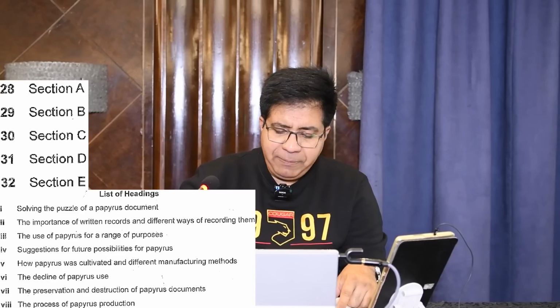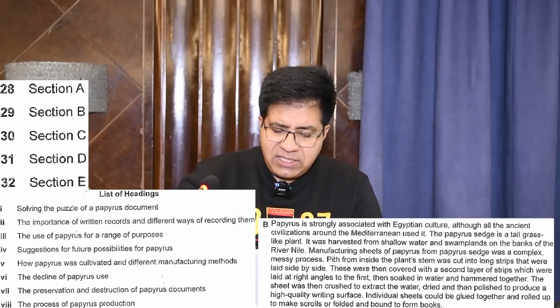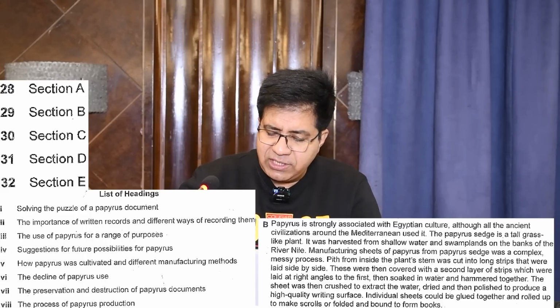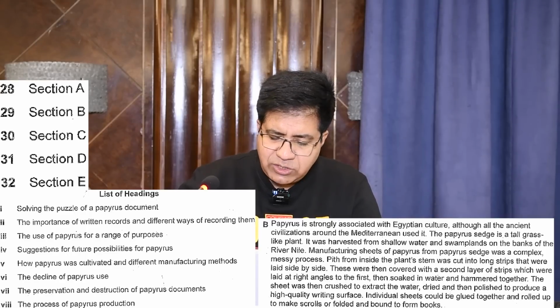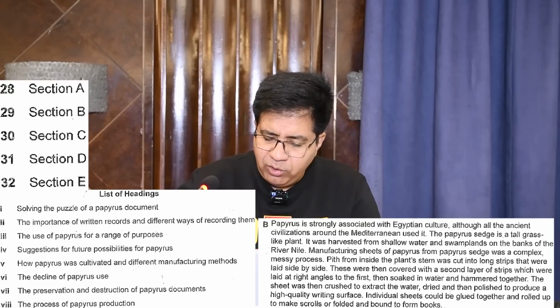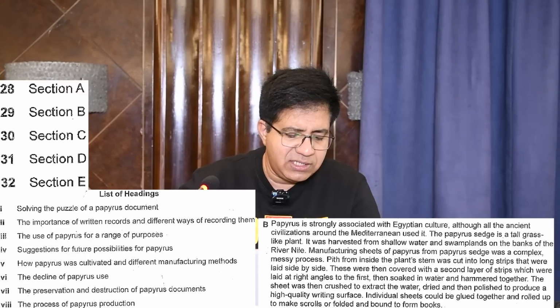Okay, now please come to paragraph B. Papyrus is strongly associated with Egyptian culture, although all the ancient civilizations around the Mediterranean used it. Papyrus sedge is a tall grass-like plant. It was harvested from shallow water and swampland. Anything about harvested?